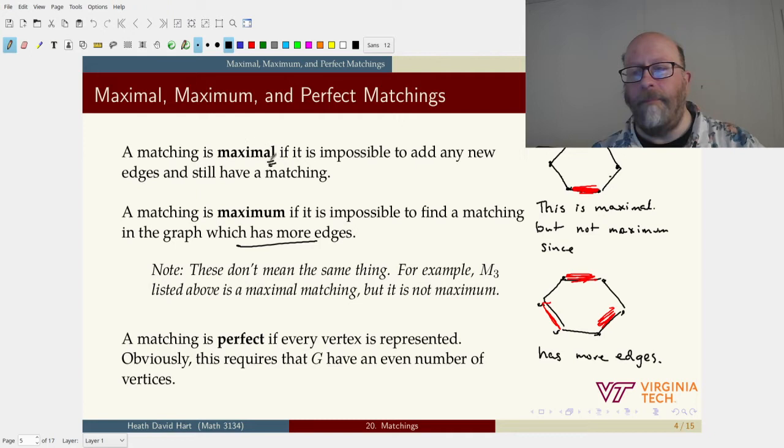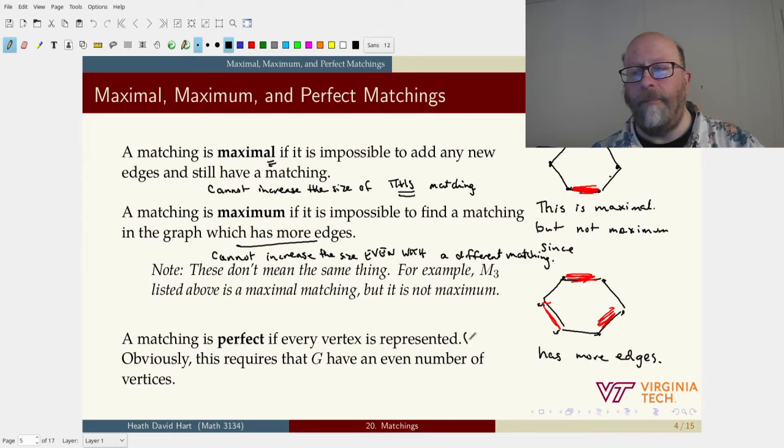So maximal means I cannot increase the size of this matching. Maximum means we cannot find a different matching that has more edges. Okay. And perfect means every vertex is matched. That's the same thing.